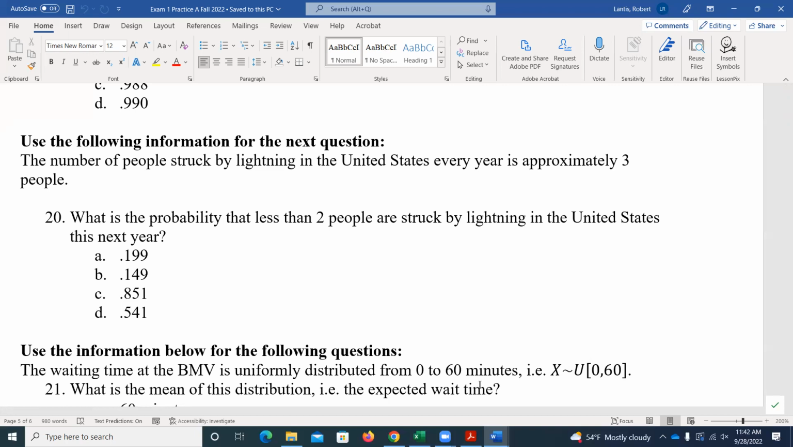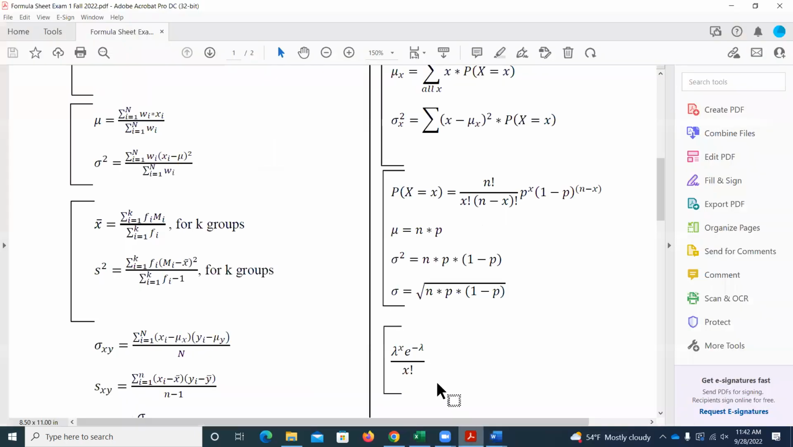So if we want, let's see what that looks like. All right, so lambda was 3: lambda to the X, e to the negative lambda, over X factorial. Now, a lot of stuff becomes easy in these questions, right? 1 and 0 factorial are both 1. Anything to the 0 power is 1. So this would hopefully be something that's a little bit easier to calculate.